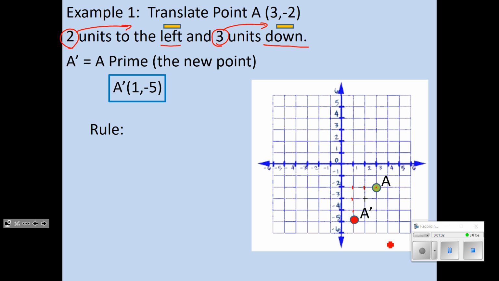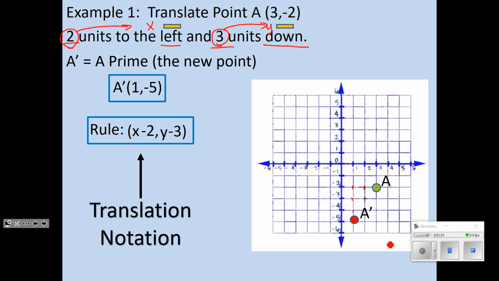So then we can write our rule. And since left and right is x and up and down is y, we're going to have x minus 2 and y minus 3. And that would be your rule, or also called the translation notation.